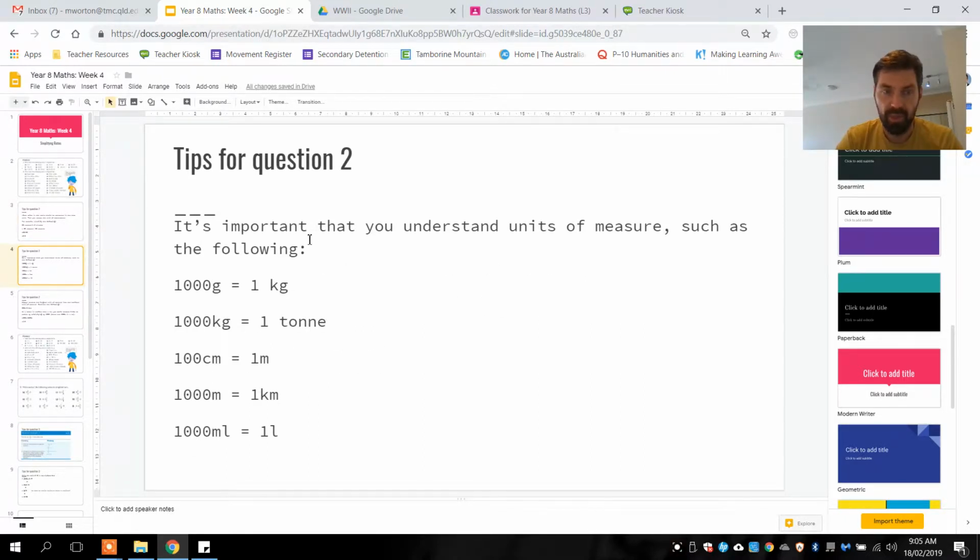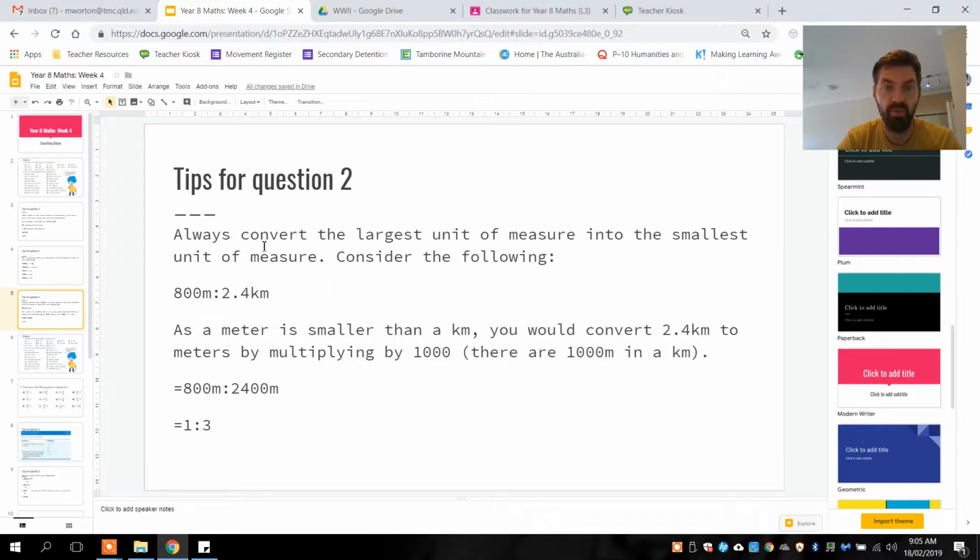The second tip, it's important that you understand units of measure, such as there are 1,000 grams in 1 kilogram, 1,000 kilograms in 1 ton, etc. And the final tip is always convert the largest unit of measure into the smallest unit of measure.